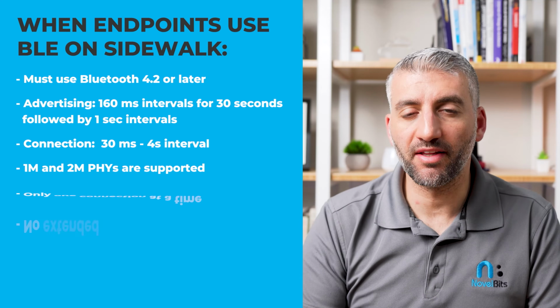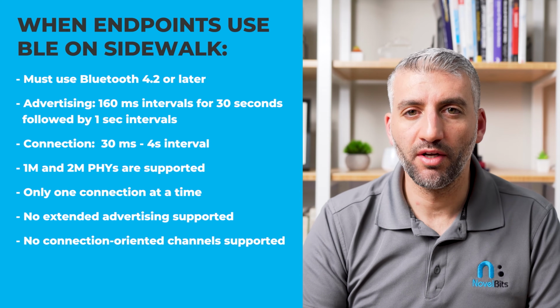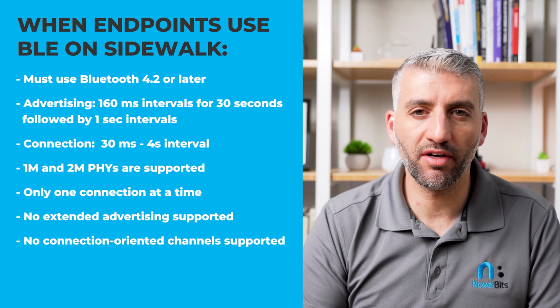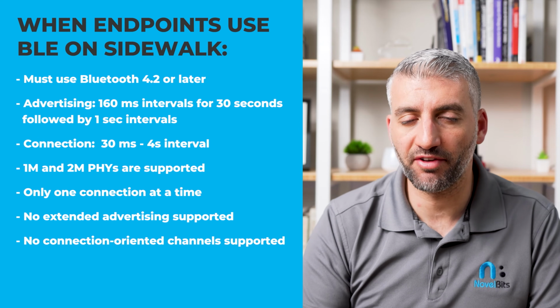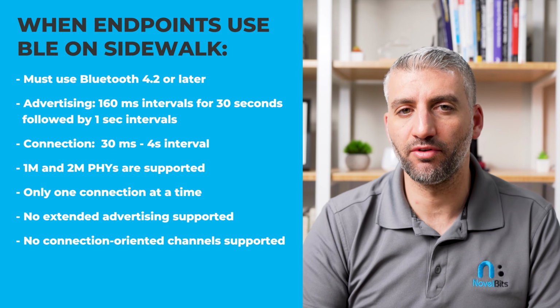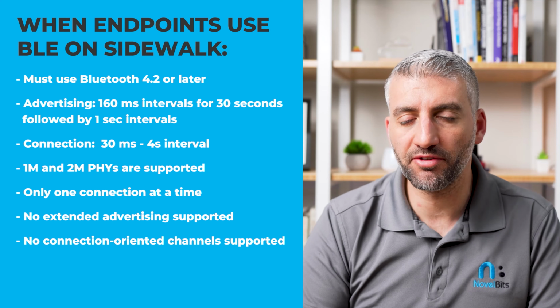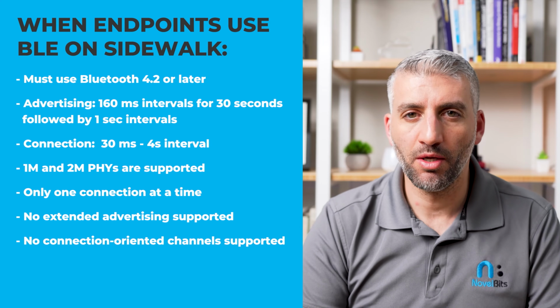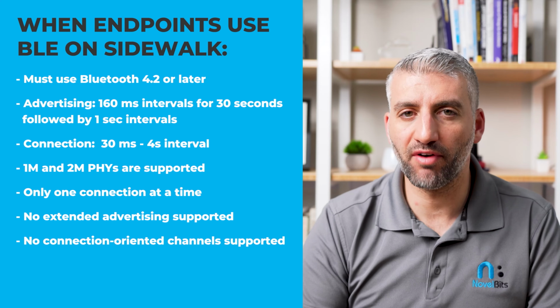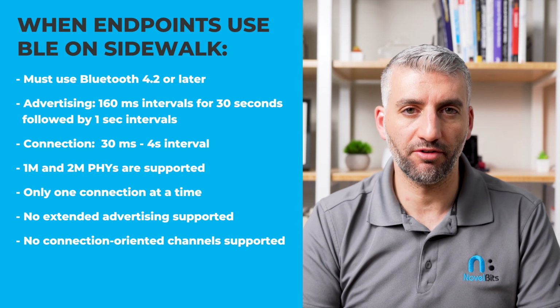When utilizing BLE, the endpoints must support at least Bluetooth version 4.2. During advertising, they start out with 160 milliseconds as the advertising interval for 30 seconds, and then they switch to 1 second intervals after that. During connection, the central enforces a 30 millisecond to 4 second interval. Both 1 meg and 2 meg PHYs are supported, but only one connection at a time can be maintained, and no extended advertising or connection-oriented channels are supported.